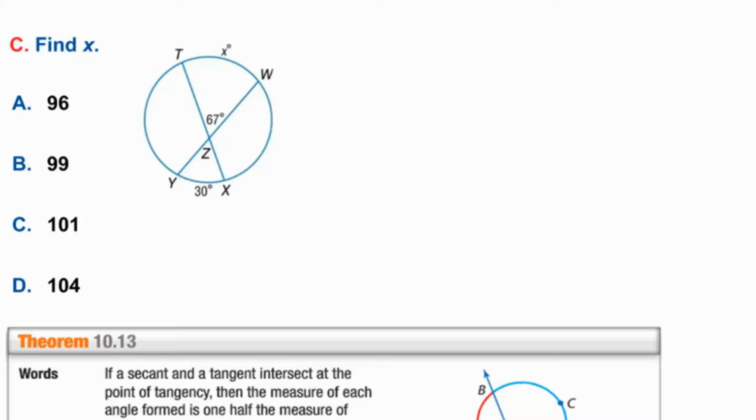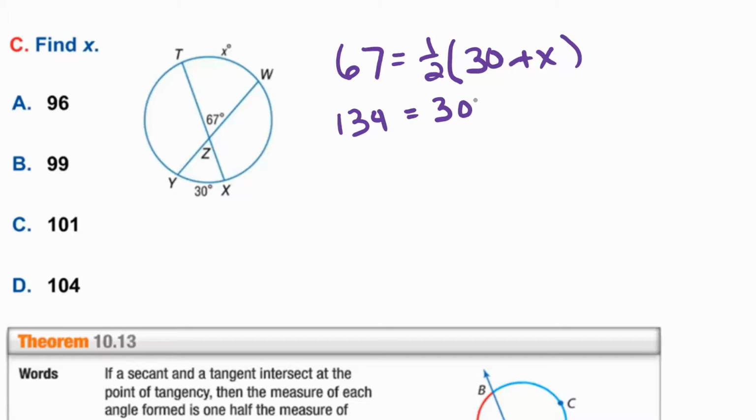In problem C, we're given the angle but want to find arc TW. So we'll do this problem backwards. 67 equals 1/2 of 30 plus X. Multiply both sides by 2, and we would have 134 equals 30 plus X. So 104 equals X. So the arc TW is 104 degrees.